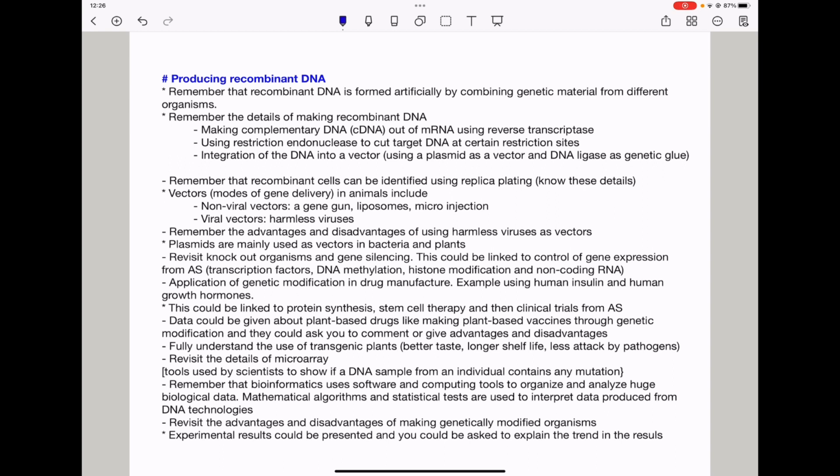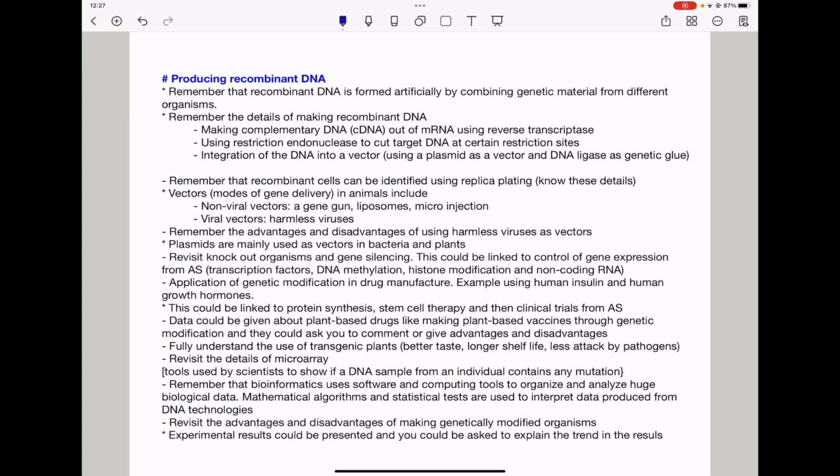You should revisit knockout organisms and gene silencing, and this could be linked to control of gene expression, of course, from AS, where we talked about transcription factors, DNA methylation, histone modification, as well as the role of non-coding RNA. They could ask you about the application of genetic modification in drug manufacturing, for example, manufacture of human insulin or human growth hormones. And on this note, they could link this to protein synthesis from AS, stem cell therapy, as well as clinical trials.